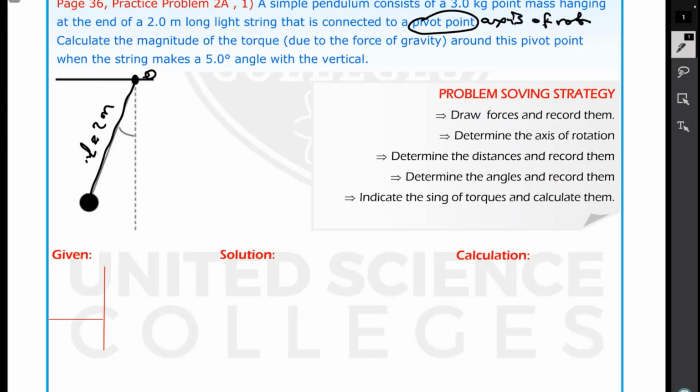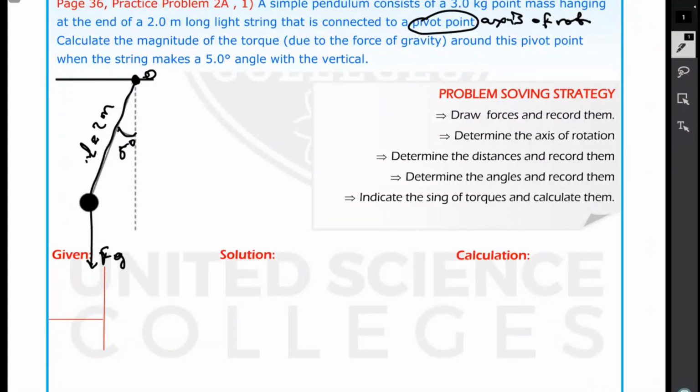Calculate the magnitude of the torque due to the force of gravity. The question is saying that there will be a force of gravity acting on this point mass, Fg. Calculate the torque because of this force around this axis of rotation. Even when it says around this pivot point, it means around this axis of rotation. When the string makes 5 degrees with the vertical, this is the angle. It is given as 5 degrees, and then they want you to find the torque.